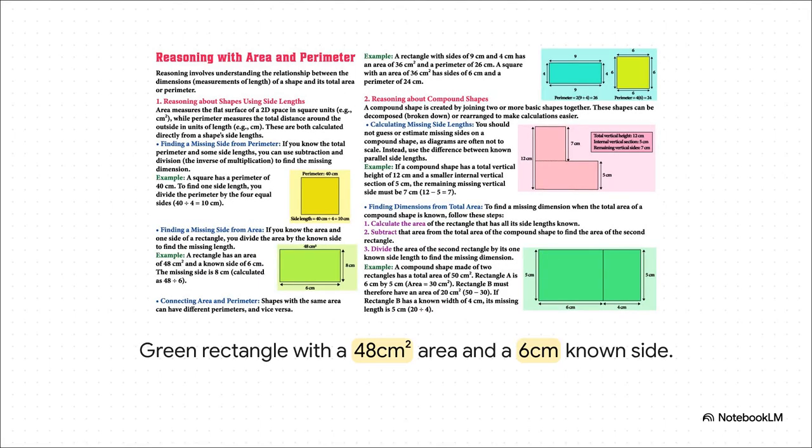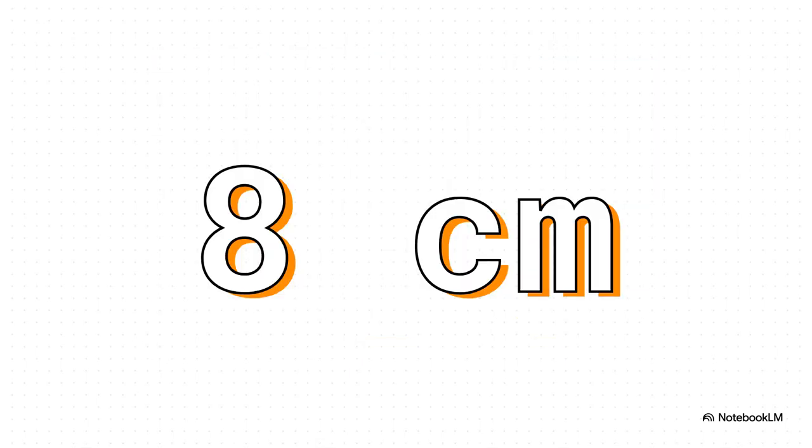Okay, what if we only know this green rectangle's area is 48 and one side is 6? Just do the reverse. Divide the 48 total area by 6, revealing the missing 8 centimeters.